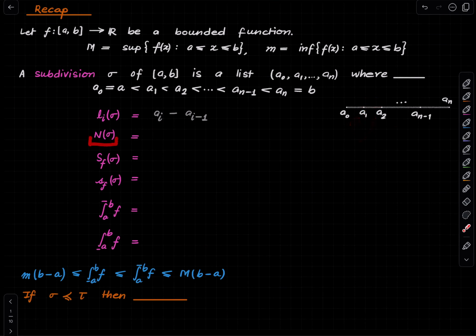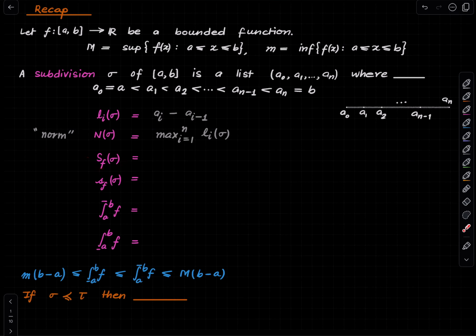And then we have the norm of sigma. Its definition is you take the greatest amongst all of these lengths. So it is measuring how fine the subdivision is. If this is small, the subdivision is fine. If this is big, there is at least one coarse part in the subdivision.